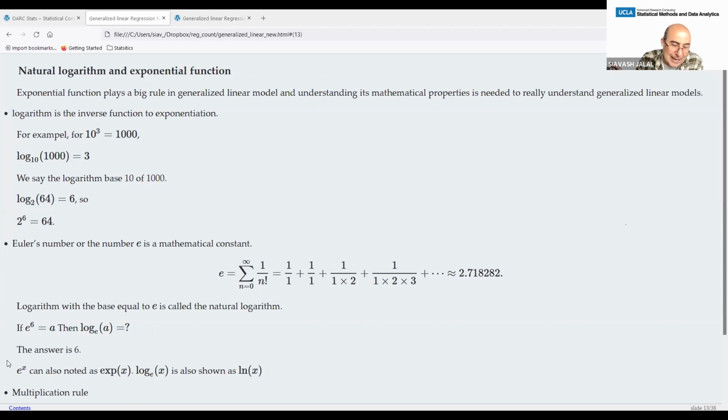Now, for example, if e to power 6 is equal to a, then what is the log base e of a? Basically that value is equal to 6, right? So the answer is 6. Sometimes what I do is I take log from both sides, and because I know the properties of the log, I can simply calculate, and log of e is 1, then I get 6.